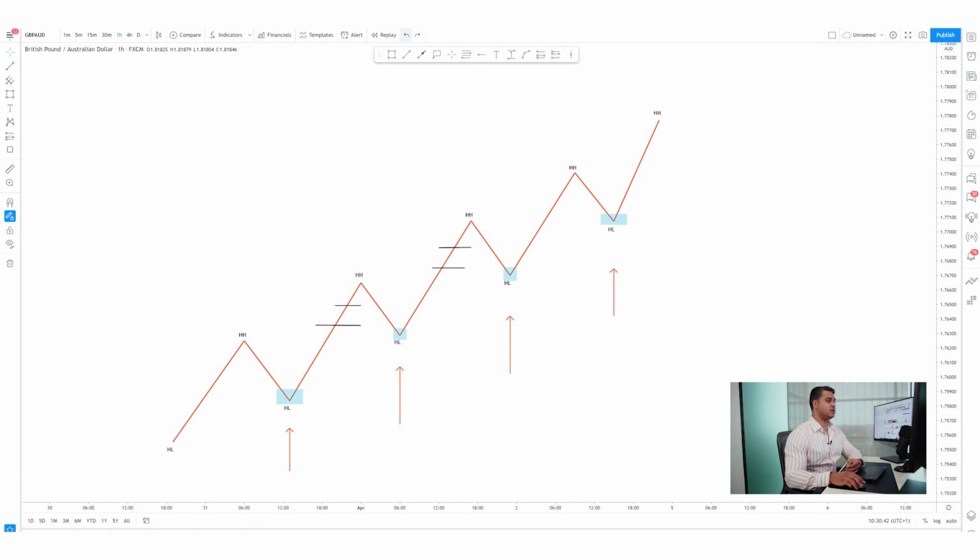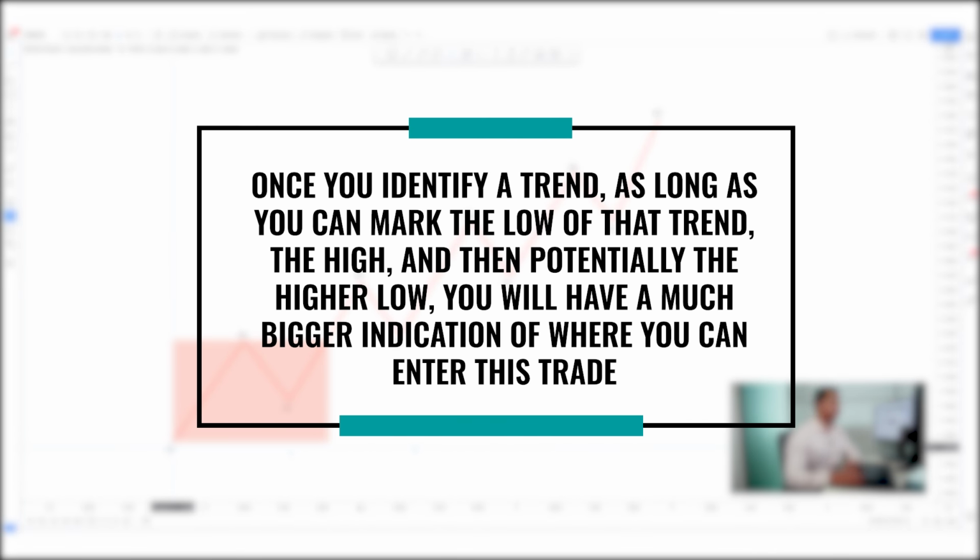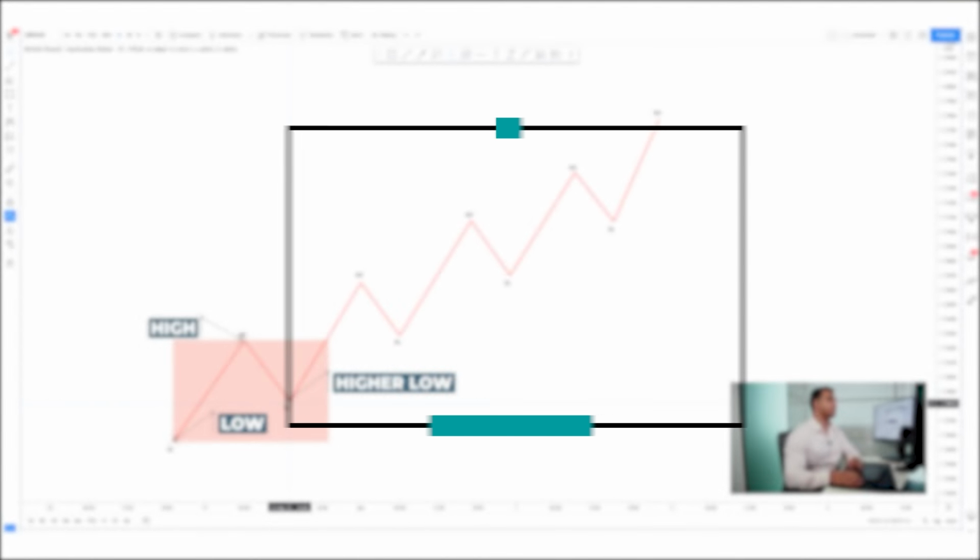Well, I refer to the box technique here. I think I'm proud of myself to call it a box technique. Let's see if it's out there already, but it looks like this. Now, what does this mean for us? Well, this simply means that once you identify a trend, as long as you can mark the low of that trend, the high, and then potentially the higher low, you will have a much bigger indication of where you can enter this trade. Why do I say that?